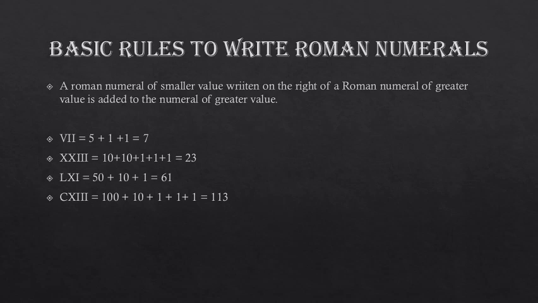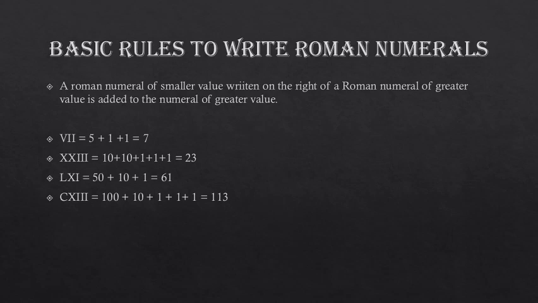Again, you all can see XXIII, with 3 I's written. Now children, you all know X is 10, right? So X is a bigger number, right? And to the right I have written III, those are the smaller values. Whenever the smaller value is written to the right of the bigger value, what do we do? Again I'll read the statement. A Roman numeral of a smaller value written on the right of a Roman numeral of a greater value is added to the numeral of the greater value. Means 10 plus 10 plus 1 plus 1 plus 1 equals 23.